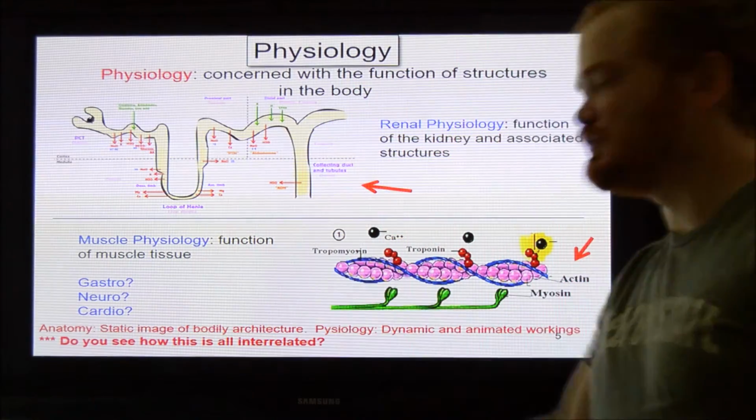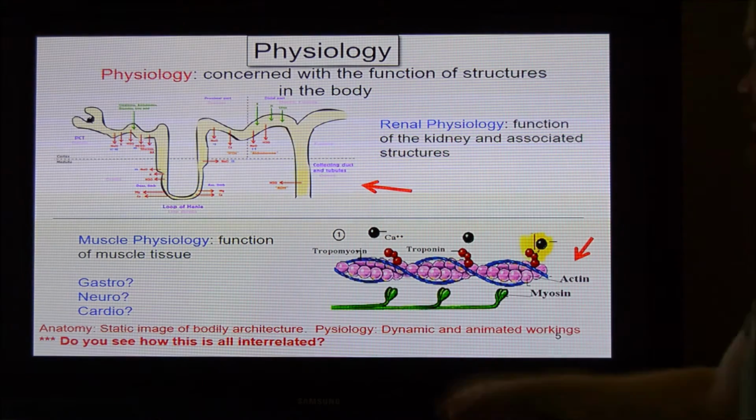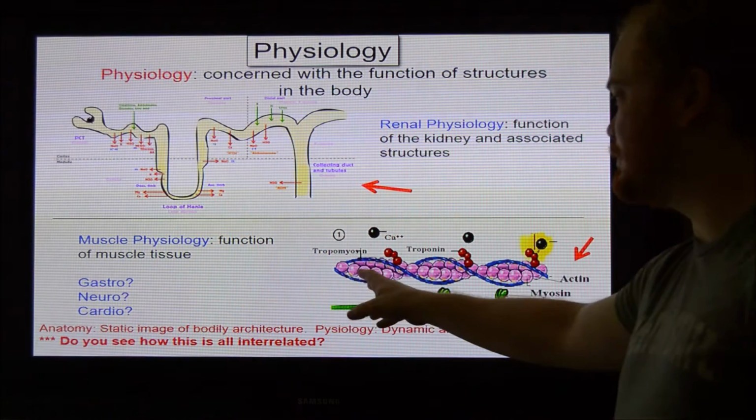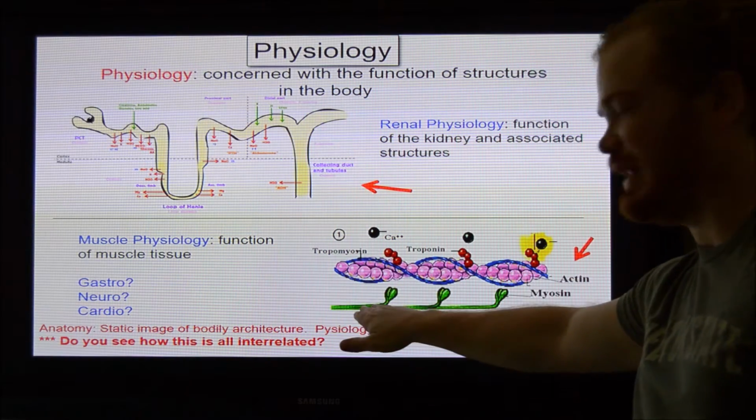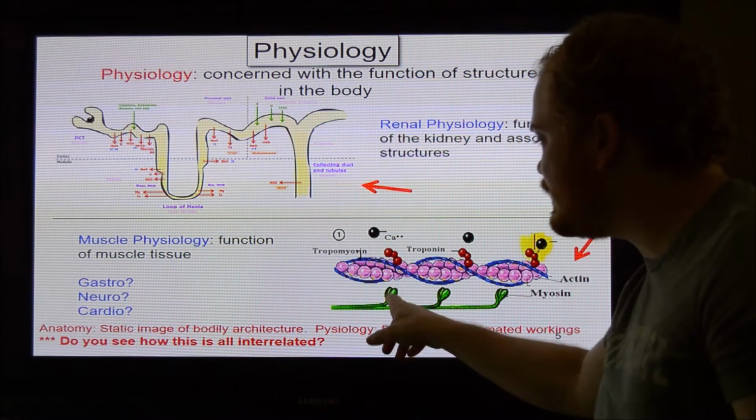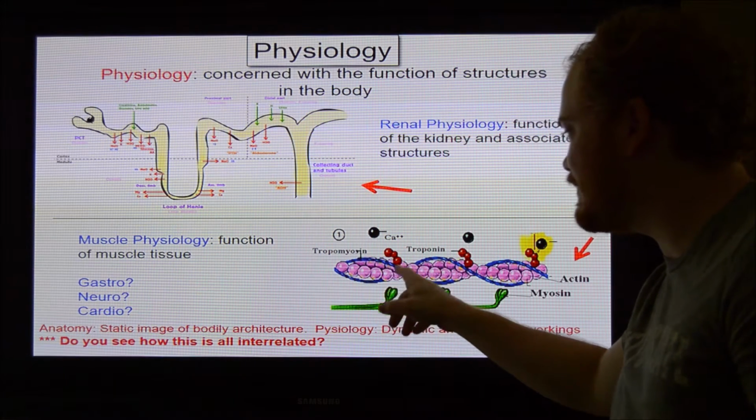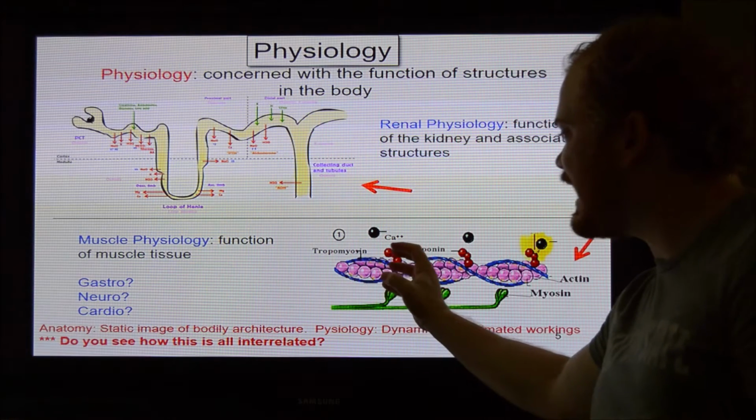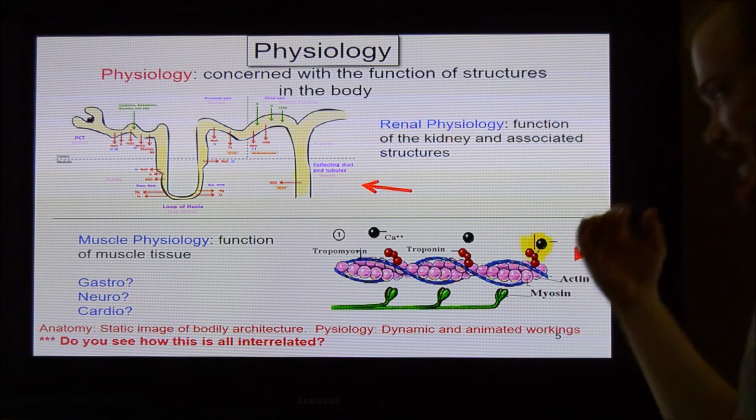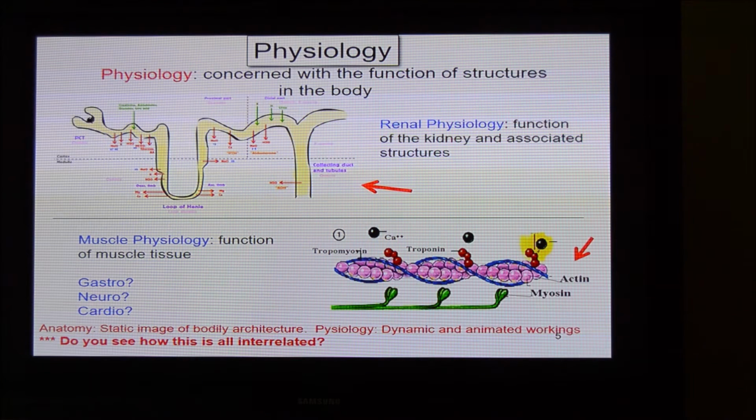So we could look at muscles, for example, and we will in this class be talking about the anatomy of muscles on a microscopic level, being composed of these little subunits of myosin and actin. And then we could talk about the physiology, describing how these myosin subunits are capable of attaching to the actin molecules and leading to motion. Okay, anatomy versus physiology.